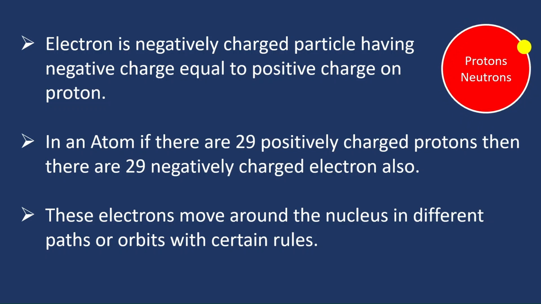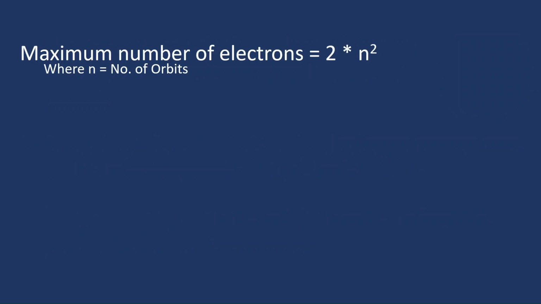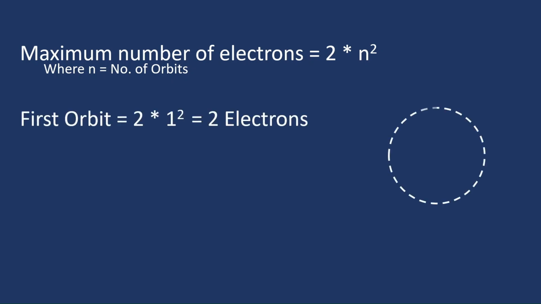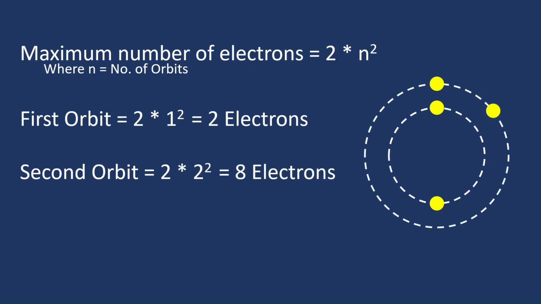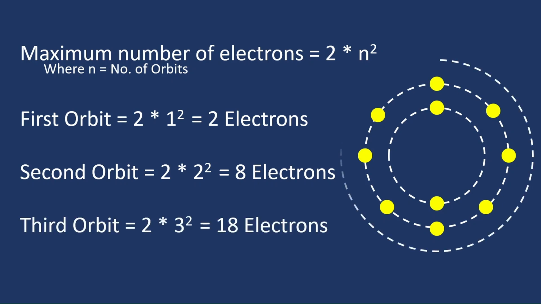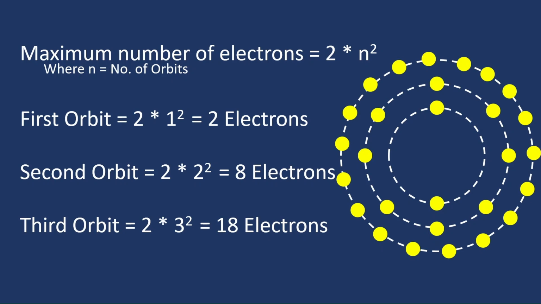The maximum number of electrons that can be accommodated in an orbit is 2n squared, where n is the orbit number. Thus, the first orbit can accommodate 2 into 1 raised to 2, which is equal to 2 electrons. Like that, the second orbit can accommodate 2 into 2 raised to 2, which is equal to 8 electrons. And the third orbit can accommodate 2 into 3 raised to 2, which is equal to 18 electrons, and so on. The first orbit cannot accommodate more than 2 electrons. Like that, the second orbit cannot accommodate more than 8 and the third orbit cannot accommodate more than 18 electrons.